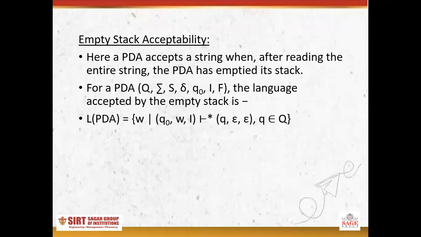Second is empty stack acceptability. Here, a PDA accepts a string when, after reading the entire string, the PDA has emptied its stack. For a PDA, the language accepted by empty stack is the set of strings where (Q0, W, I) turnstile star (Q, epsilon, epsilon), where Q is an element of Q. This is known as empty stack acceptability.